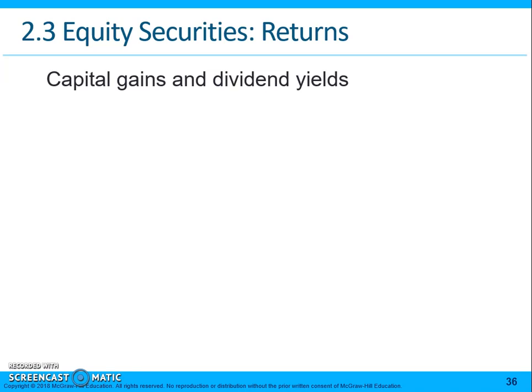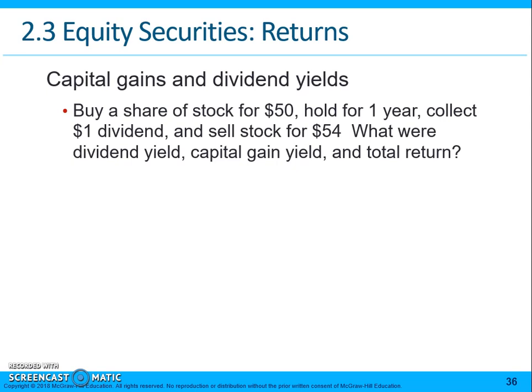Capital gains and dividend yields. Hopefully this is a review from financial management. The example here: if you buy a share of stock for $50, hold it for a year, collect a $1 dividend, and then sell the stock at the end of the year for $54, what were your dividend yield, capital gain yield, and your total return?